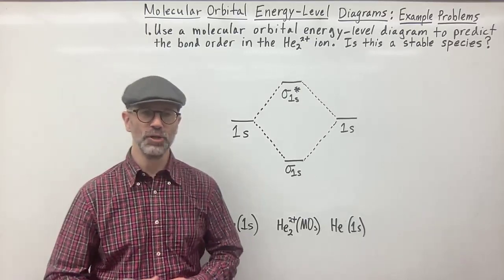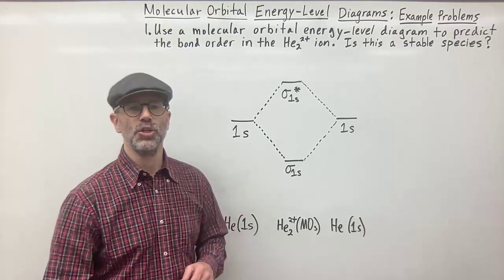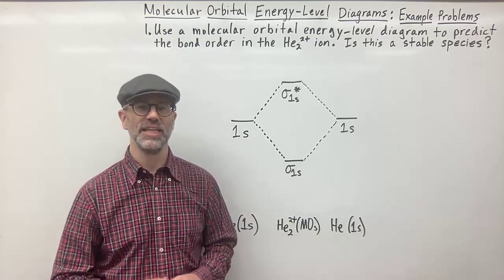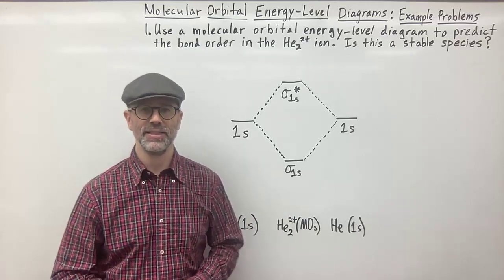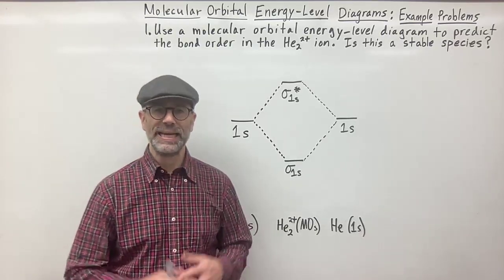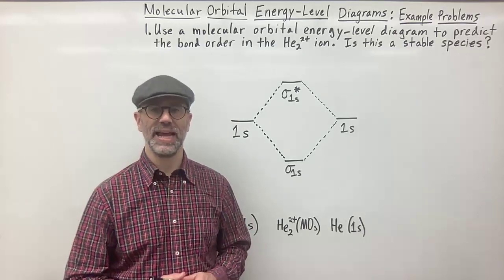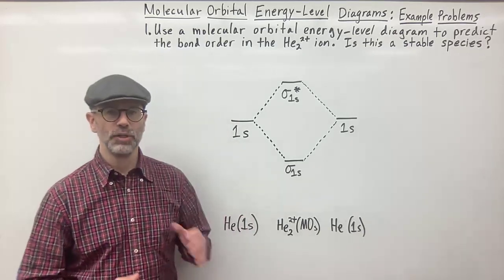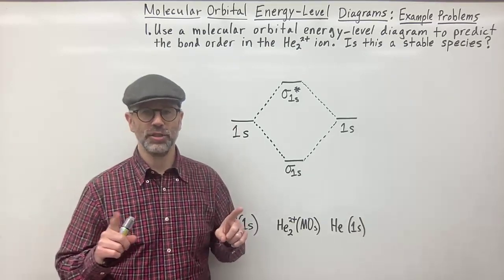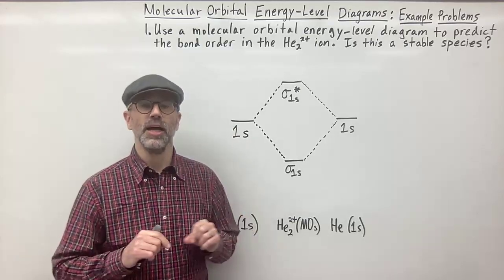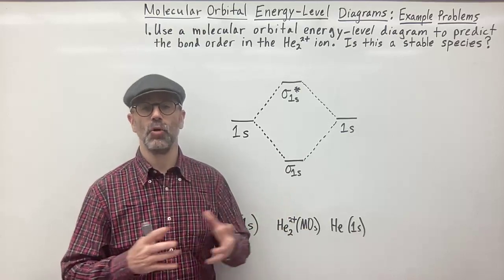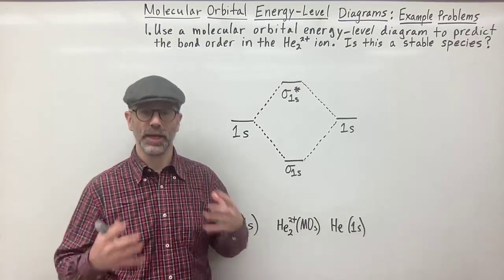Okay, so the first problem says use a molecular orbital energy level diagram to predict the bond order in the He2 2+ ion. That's the helium molecule with a 2+ charge. Then it asks, is this a stable species? The first thing we need to recognize is that the two helium atoms have electrons in the 1s orbital, so only the 1s atomic orbitals are going to be involved in creating molecular orbitals.